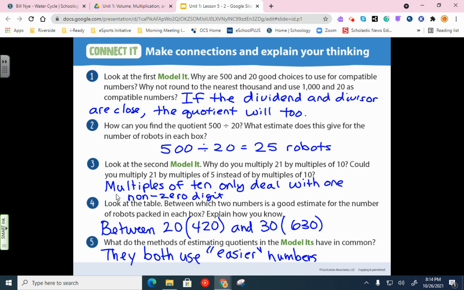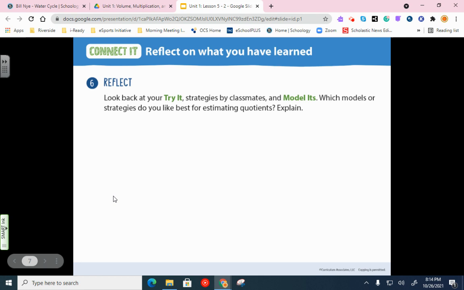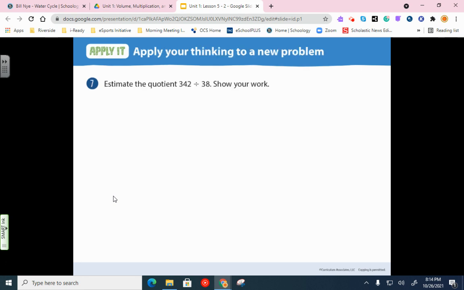We got 3 problems I'd like us just to do to get some practice in. All right, so we skipped 6. Just forgot to mention it. 7, estimate the quotient 342 divided by 38.